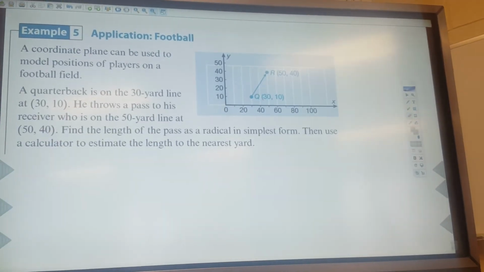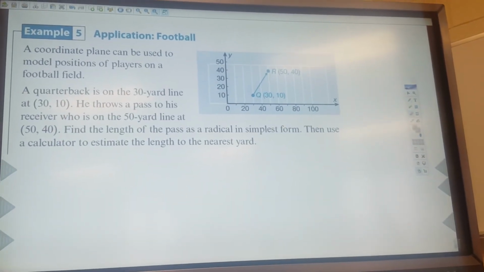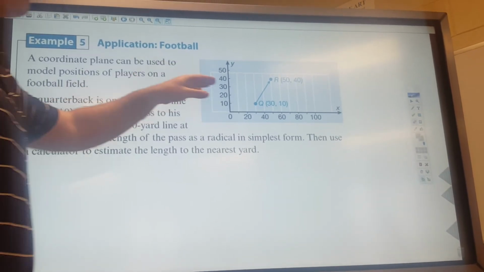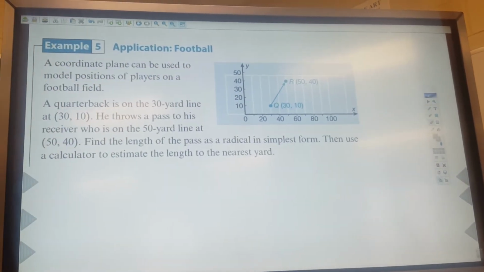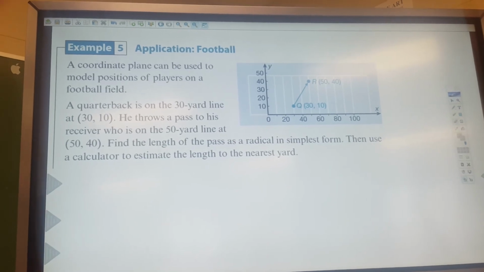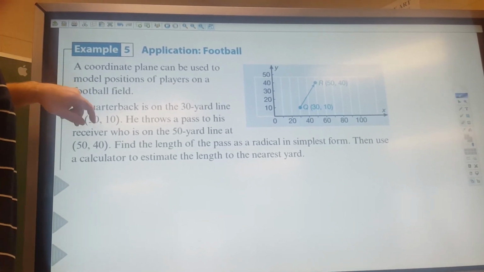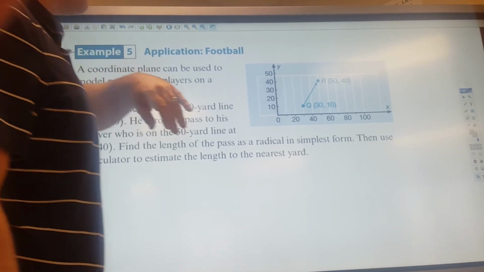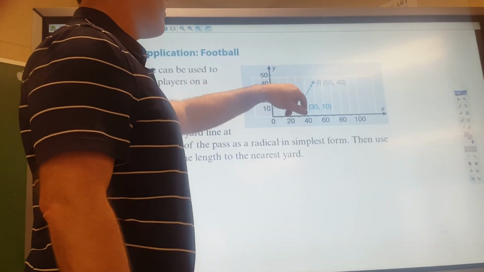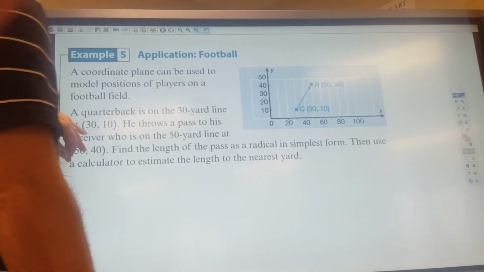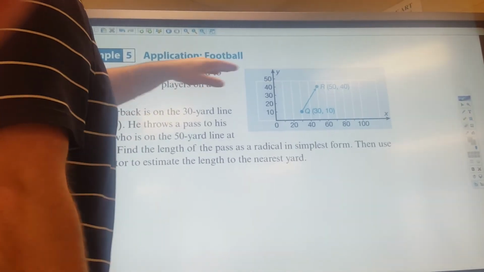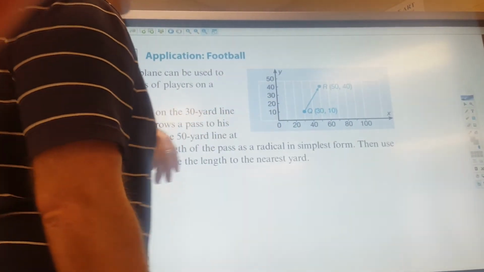All right, example number 5. A coordinate plane can be used to model the position of players on a football field. So we have where these two players are: your quarterback and your receiver. The quarterback is on the 30-yard line, and its coordinates would be 30, 10. We see here that he's on the 30-yard line and he's 10 yards from the sideline. The receiver is on the 50-yard line and he's 40 yards away from the sideline.